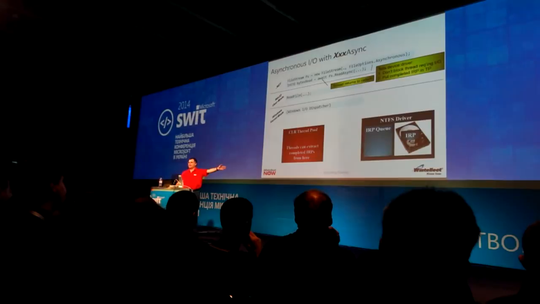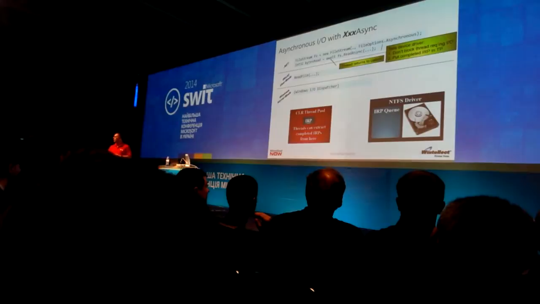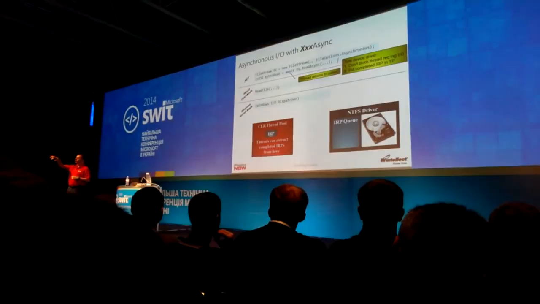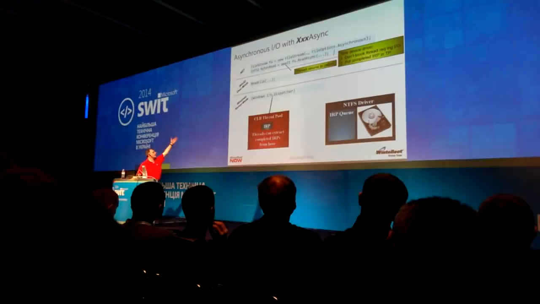This red box here represents the thread pool that comes with the common language runtime. Whenever any item gets queued up to the thread pool, a thread pool thread extracts that item from the pool and then calls a callback method. What will happen here is a thread pool thread will take the completed IRP out of the pool and will go and call back this method up above.